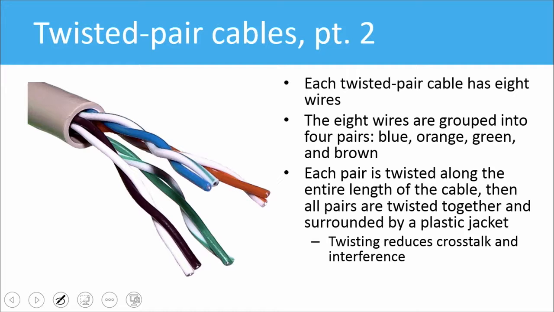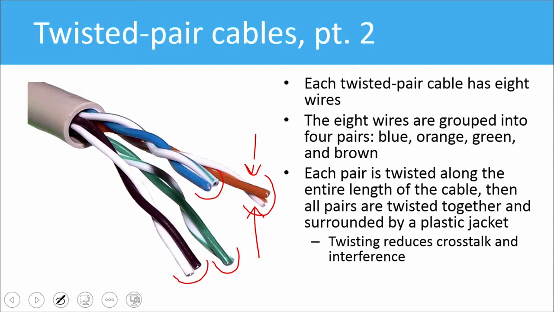All right, part 2 of our twisted pair journey. Each twisted pair cable has 8 wires, and those wires are grouped into 4 pairs. Notice here we have a brown pair, a green pair, a blue pair, and then an orange pair. Within each pair you have one that's solid, and then one that is, I guess you would call it striped, right? It's white with an orange stripe in this specific example, but that's the case for every single pair.